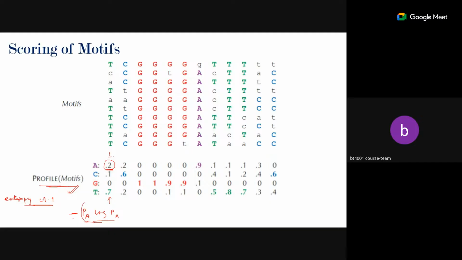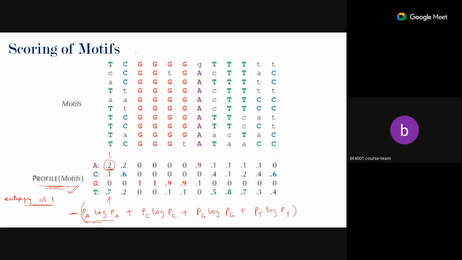So this is basically negative of probability of A times logarithm of the probability of A at position number 1, plus probability of C at position number 1 times logarithm of probability of C at position number 1, plus probability of G at position number 1 times logarithm of probability of G at position number 1. Okay, and this will again be probability of T times logarithm of probability of T. Now we already have this 0.2 value as the probability of A. We have already computed the profile of motifs, so we'll just use the same value.